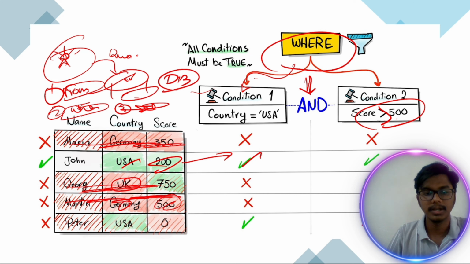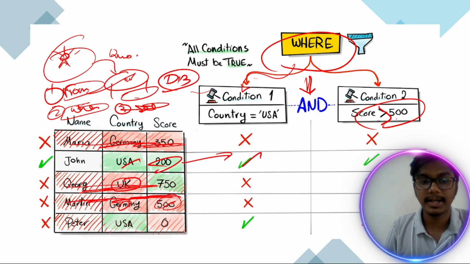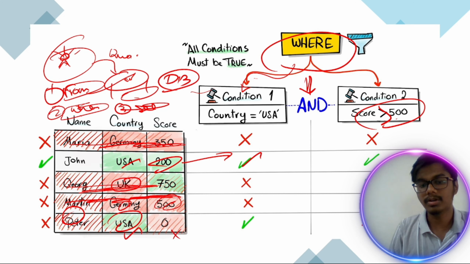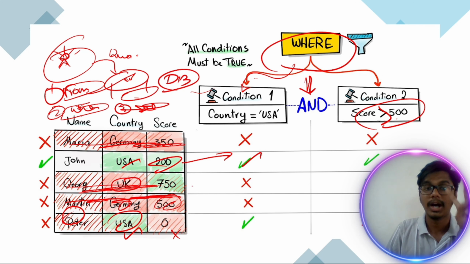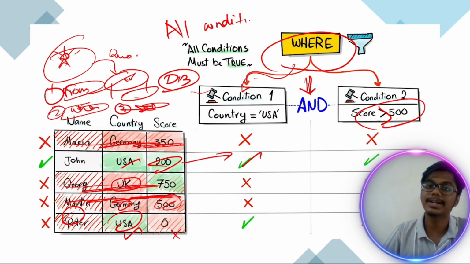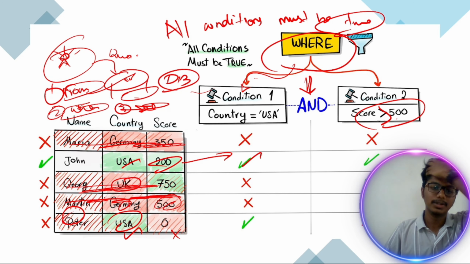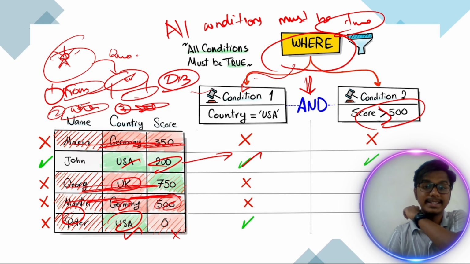Again I am checking Peter. Whether the country equals USA: yes. But the second condition fails, where the score is greater than 500. No, the score is 0. Then why would I take this? All the conditions must be true. The main rule I'm writing again and again is that all the conditions must be true. That's the basic intuition of the AND operator. I explained all of this in a very simple and easy manner, right?